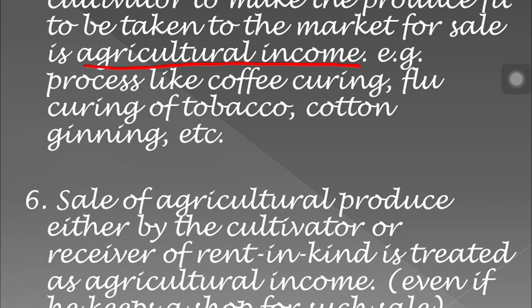Next, sale of agricultural produce either by the cultivator or receiver of rent in kind is treated as agricultural income even if he keeps a shop for such sale. Now I have a farm, I grow crops here and I have a shop also. I take the crops to my shop and from the shop I sell it. In this case also this is agricultural income. Though I have a shop, still it is agricultural income. When the cultivator sells it, it is agricultural income.